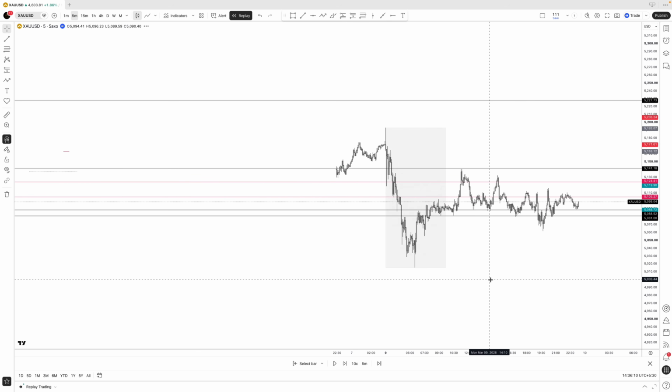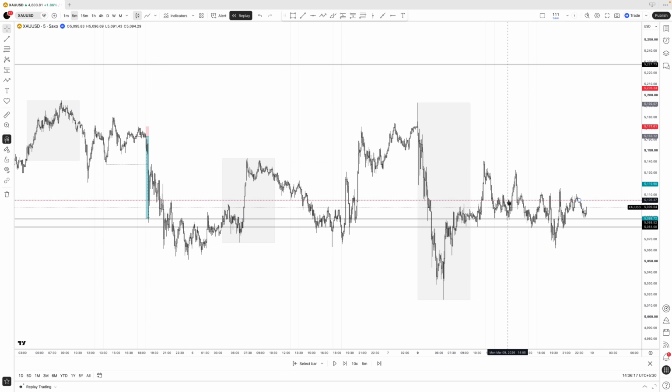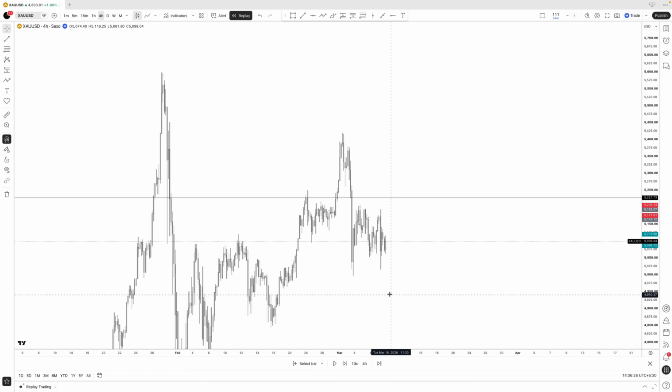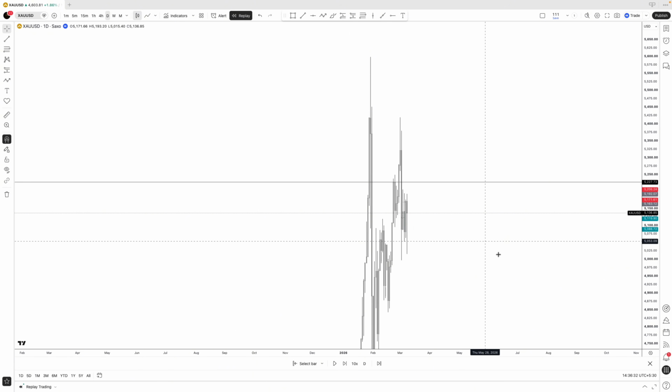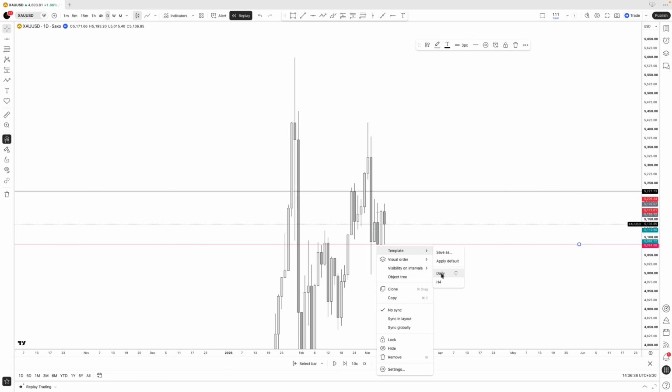Both of these days were consolidating during our trading windows. The Asian session moved on both the days, but you can see that the London session and the New York session were slow on both of these days. Then let's see what happens on the next day. We go back to the daily, and you can see that daily has rejected this daily support.